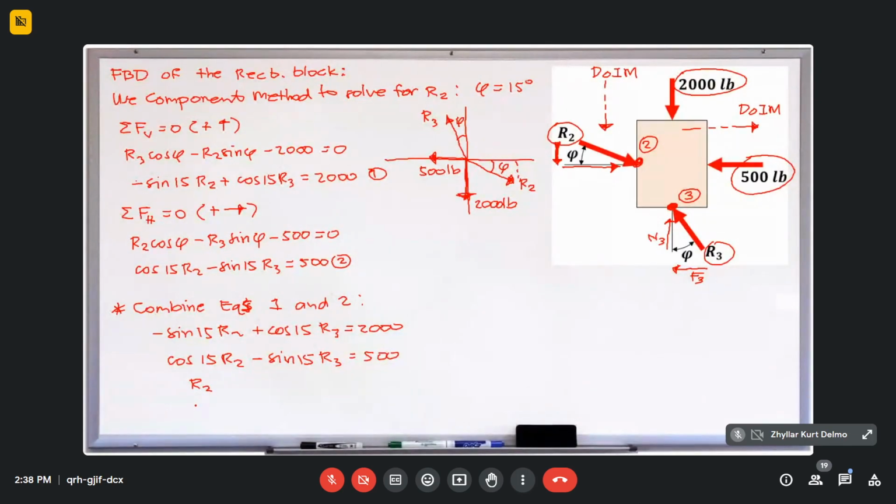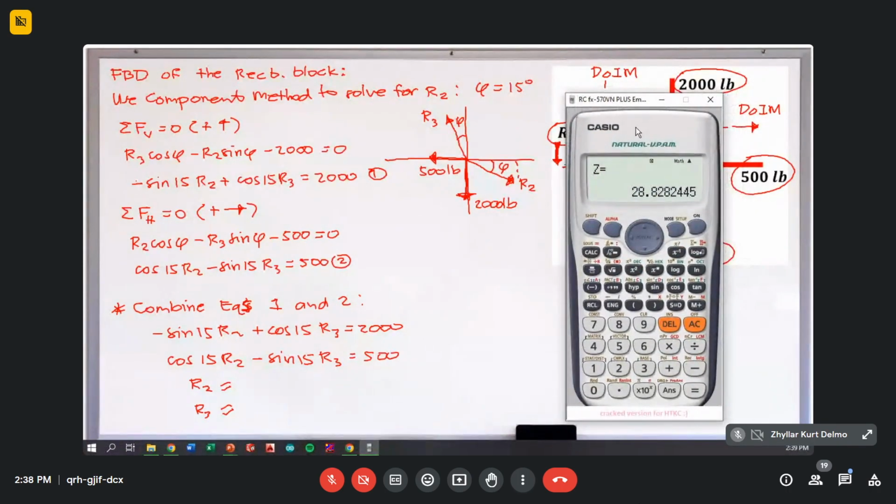So using two equations and two unknowns, we can solve for the values of R2 and R3. So go to mode, equation 5, select 1 for two equations, two unknowns. So input negative sine 15 for R2, then cosine 15 for R3. Then the constant is 2,000. Make sure the constant is on the right side. Then in equation 2, we have cosine 15 for R2, then negative sine 15 for R3, then the constant is 500.